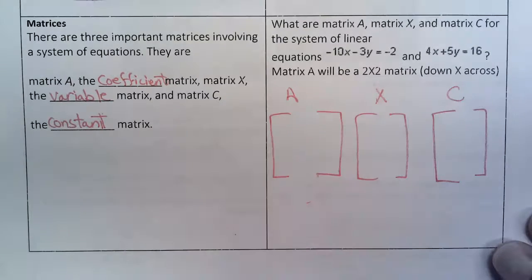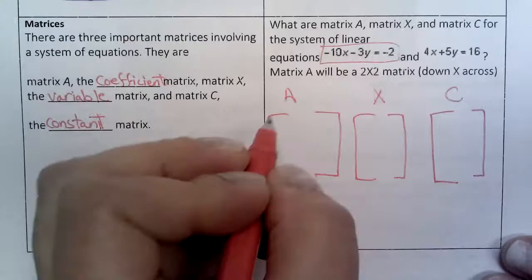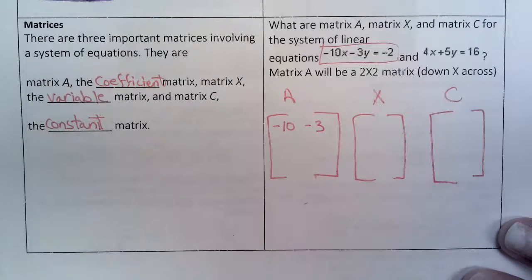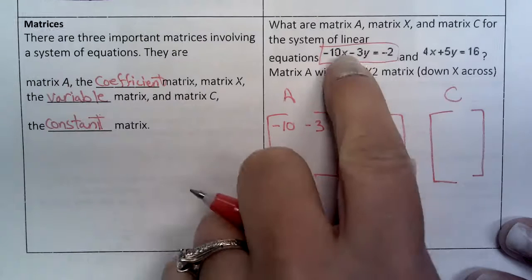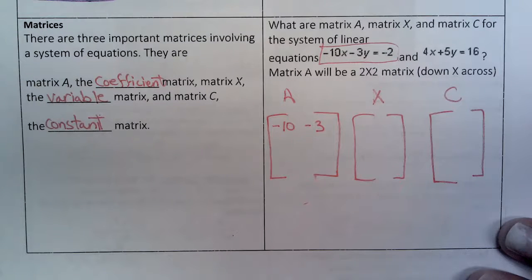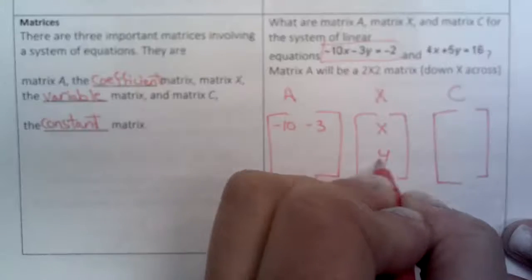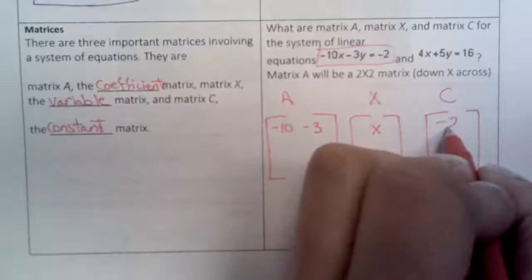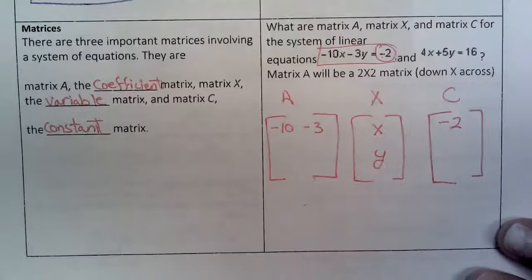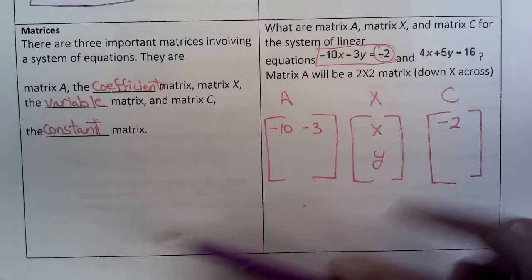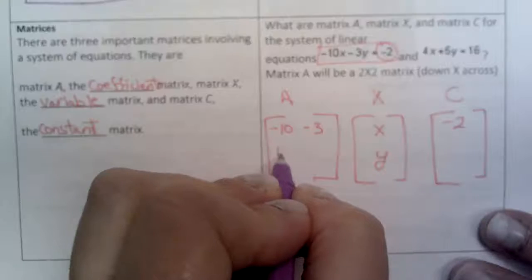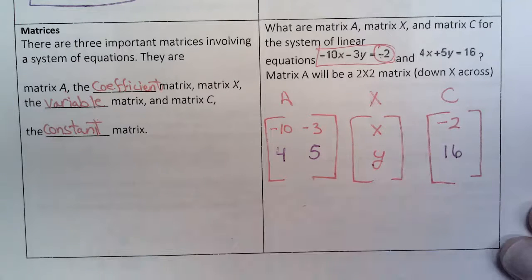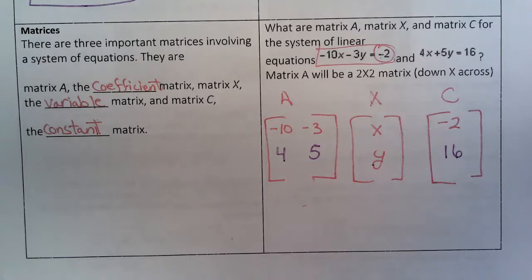Really all we're doing is rewriting this in here. A is just going to be our coefficients. That's why it's called our coefficient matrix. For that first equation, I just wrote -10 and -3. For our X matrix, we're telling what our two variables are. And for our C matrix, we're telling what our constant is. Now let's do the same thing for 4x plus 5y equals 16. That'll be 4 and 5. We already have the x and y in there, and then 16. That's all you're doing when you're doing the matrix.